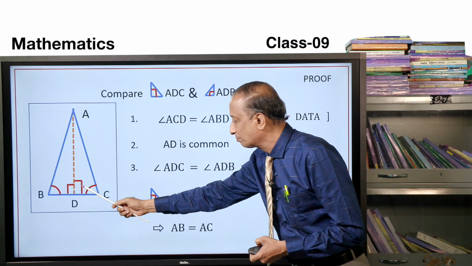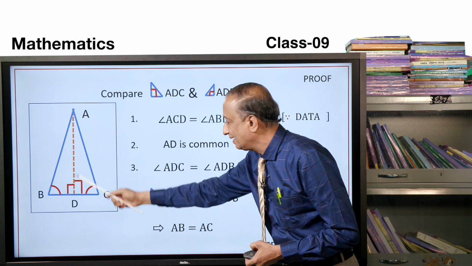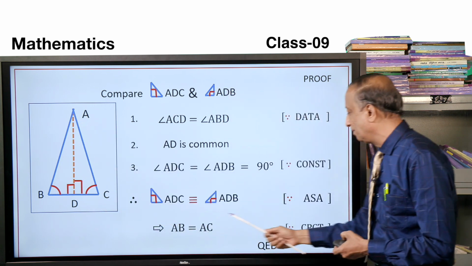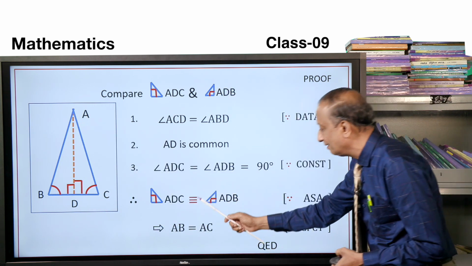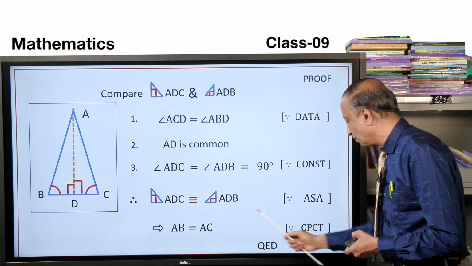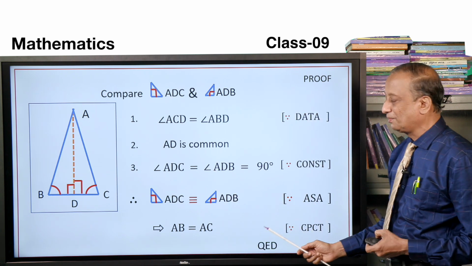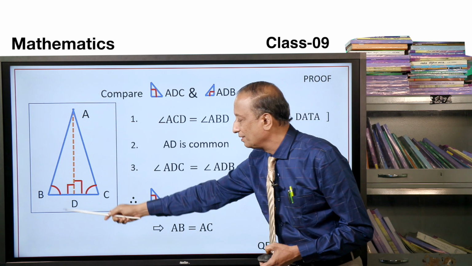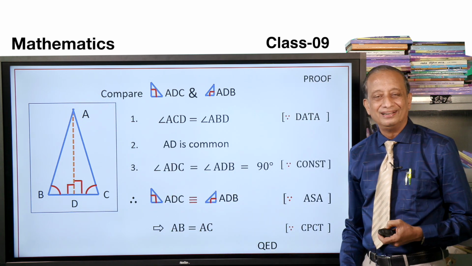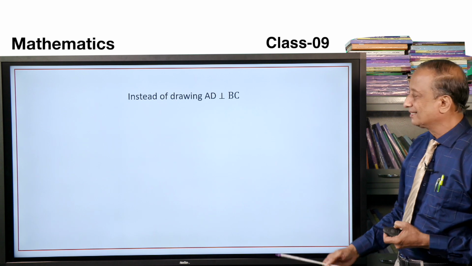It is so obvious from the figure that two angles and a side are equal to two angles and a corresponding side. Therefore, by ASA, they became congruent. Once they became congruent, the corresponding parts of congruent triangles are equal. Therefore, AB and AC became equal. Okay, this also we have done in the previous session.